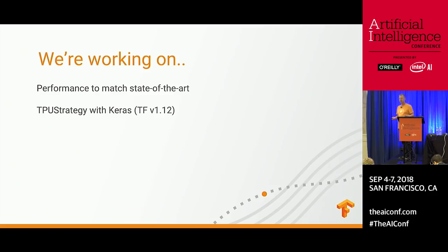TPU strategy will be available as part of 1.12 with Keras. Right now, it's only available in Estimator. But remember, we have the estimator trick, right? Model to estimator within Keras. So you can actually take a Keras model, convert it to an estimator, and still use TPU strategy that will be part of 1.11. Multi-worker GPU support is something we're also working on, as I said.